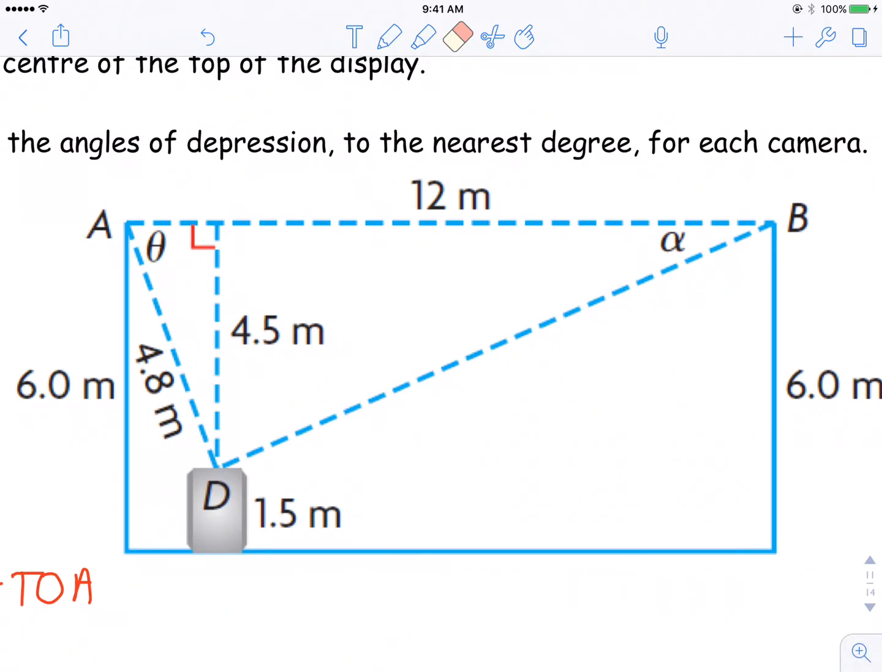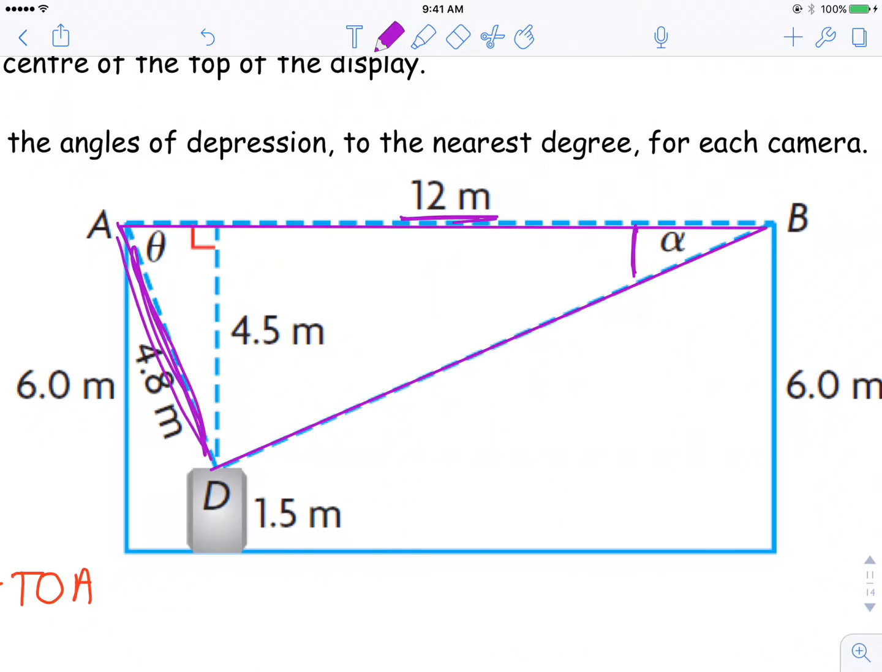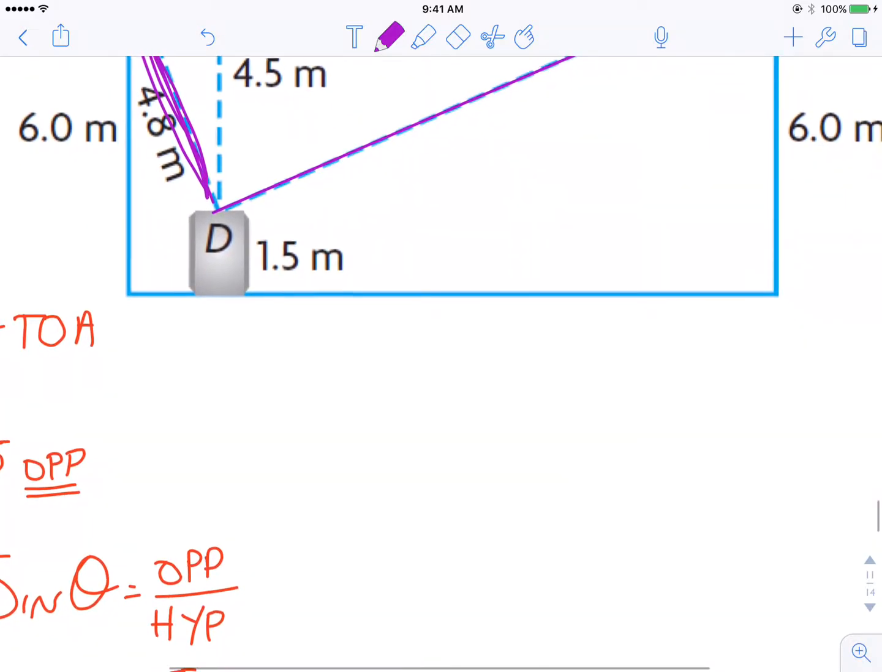Now I'm looking for angle alpha, which I'll do in purple over here. I see that it's part of this angle system here: 1, 2, 3, this being 12, this side being 4.8. Well, I know this angle too, I just calculated it. So let's redraw a new triangle.